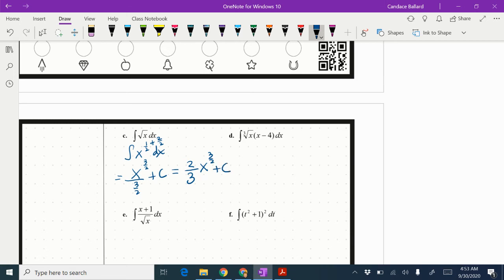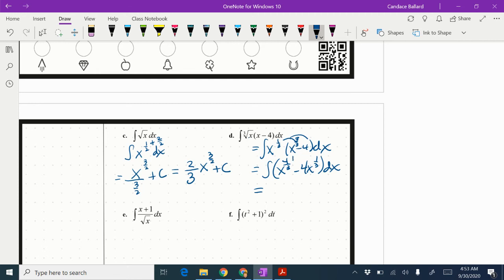So that would give us 2/3 x to the 3/2 power plus c. All right, d I really don't like the look of. I'm definitely going to rearrange that a little bit first. First, I'm going to rewrite this as x to the 1/3 power times x minus 4 dx. Then I'm going to distribute this in. So that gives me, remember this is 3/3, x to the 4/3 power minus 4x to the 1/3 power dx.